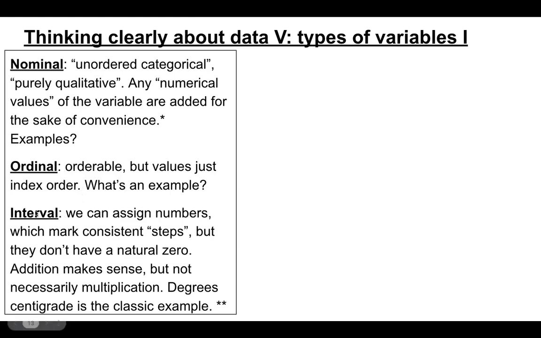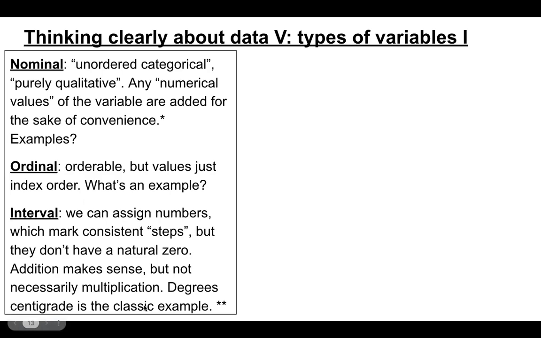Interval variables, which are the first type of quantitative variable, can be assigned numbers which mark consistent steps, but they don't have a natural zero. And what that means is that addition with these variables makes sense, but not necessarily multiplication. Degrees centigrade is a classic example.